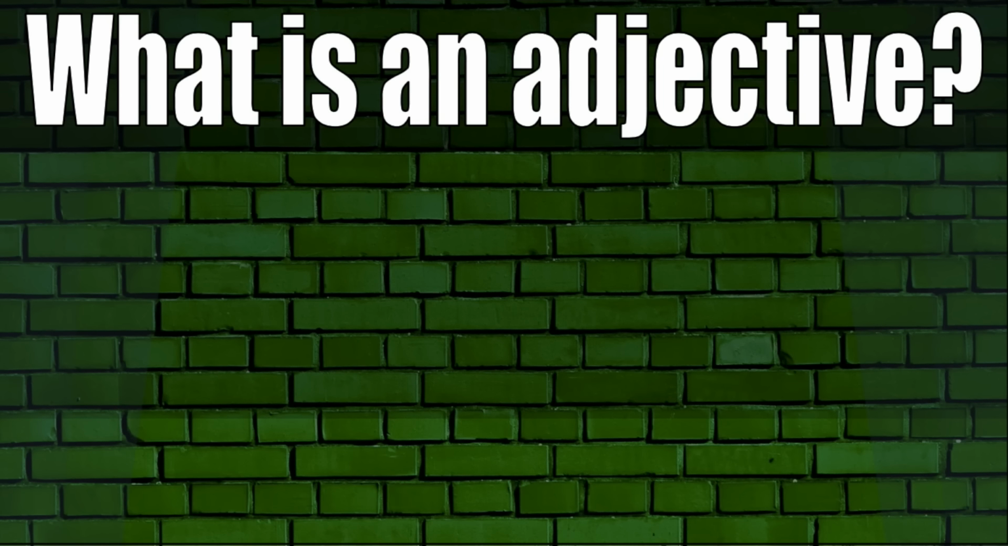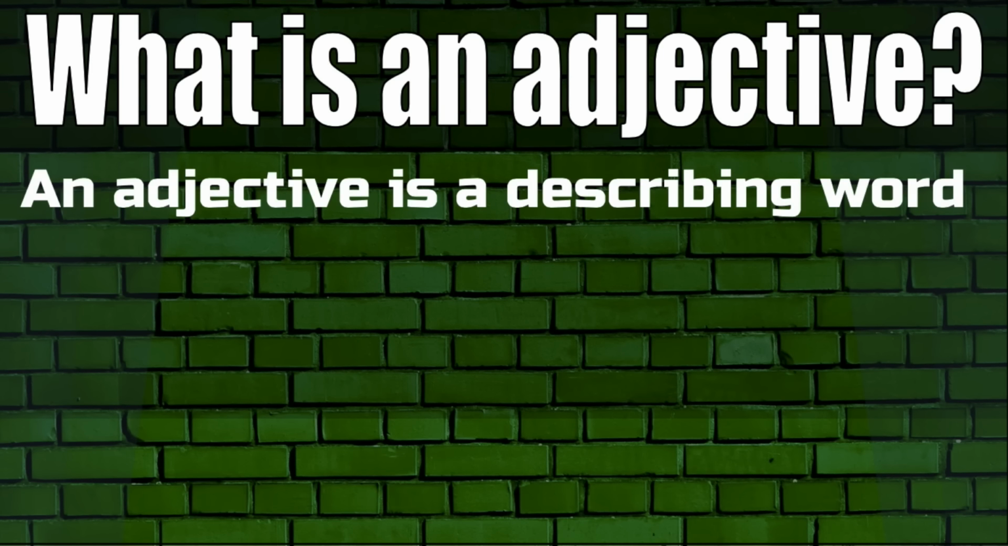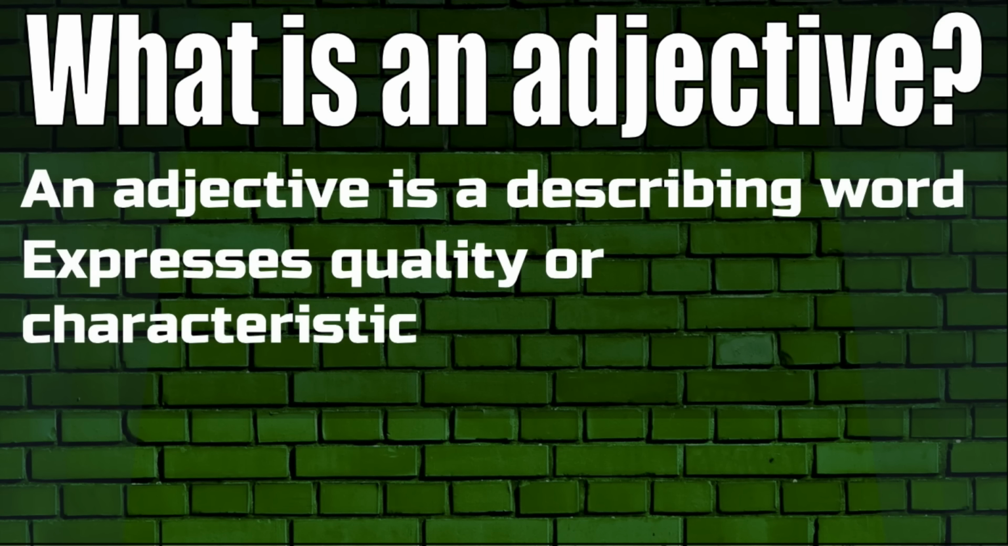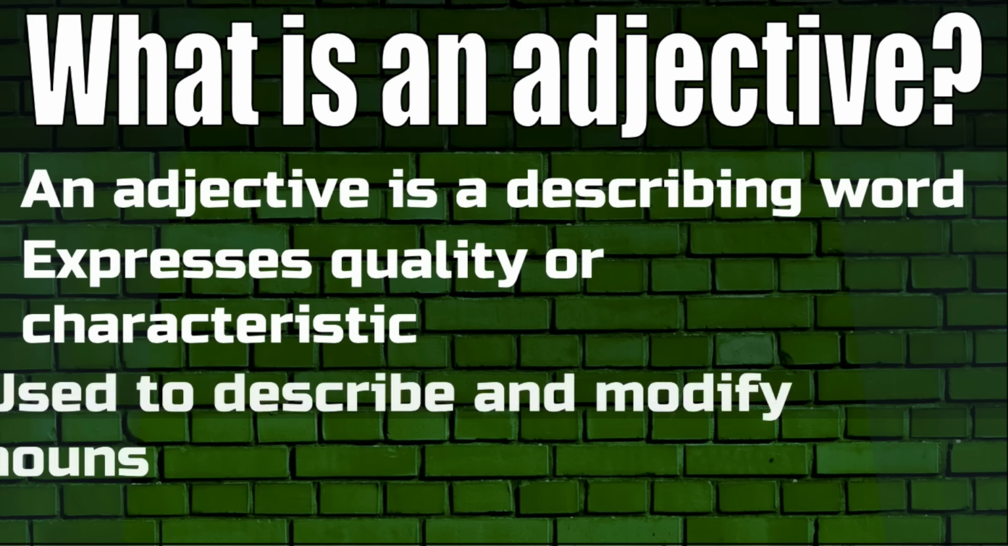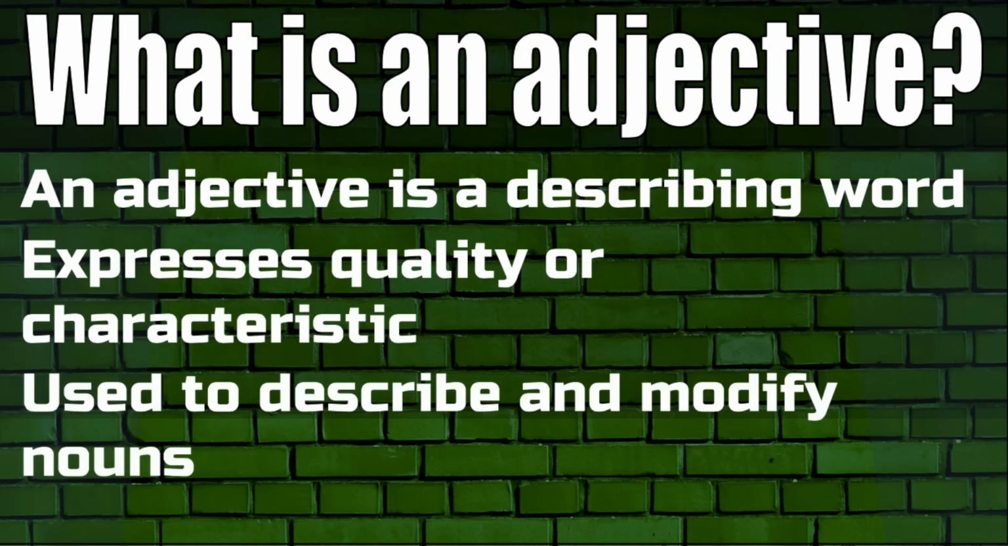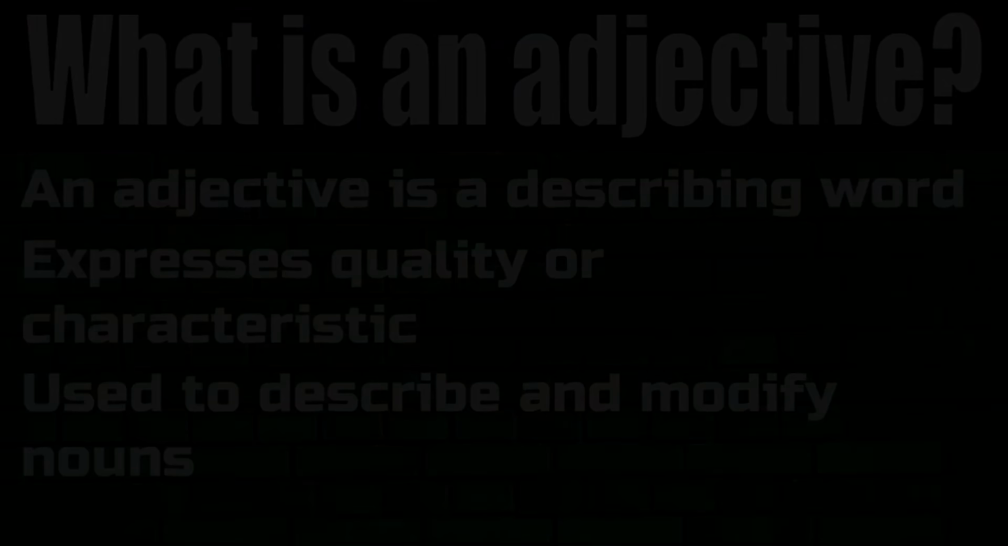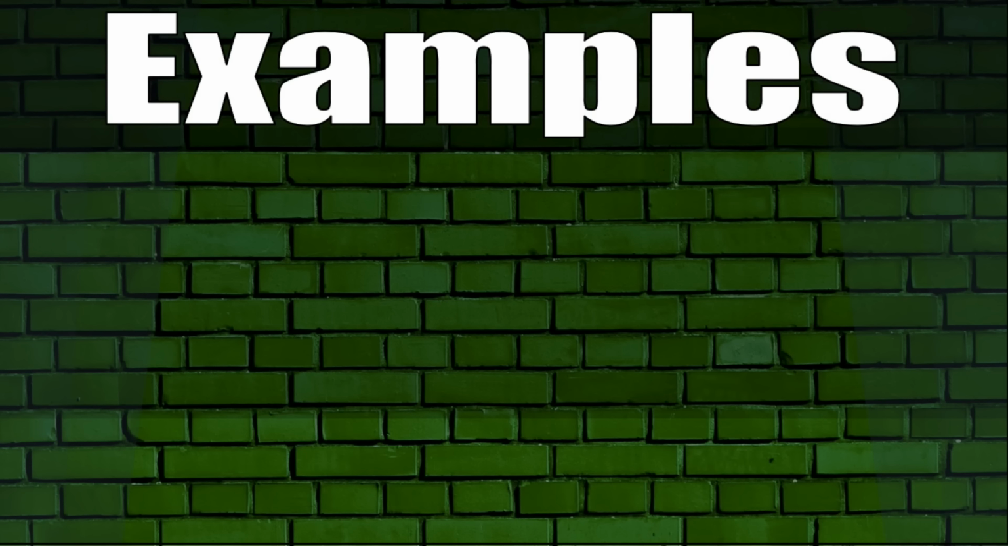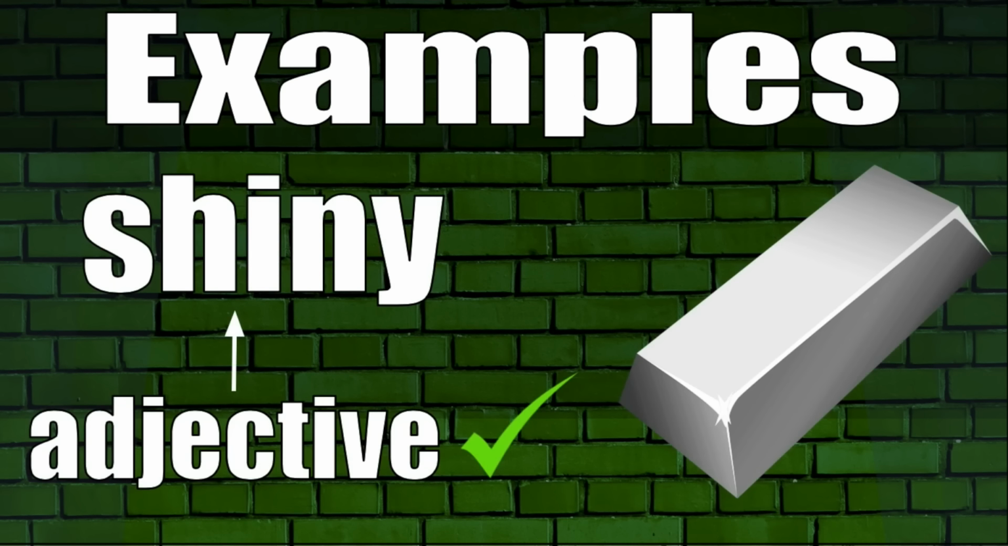The next part is about adjectives. What is an adjective? An adjective is any kind of describing word. It expresses quality or characteristic. And adjectives are always used to describe and modify nouns. My first example of an adjective is the word shiny. It's an adjective because it can describe something that's shiny.